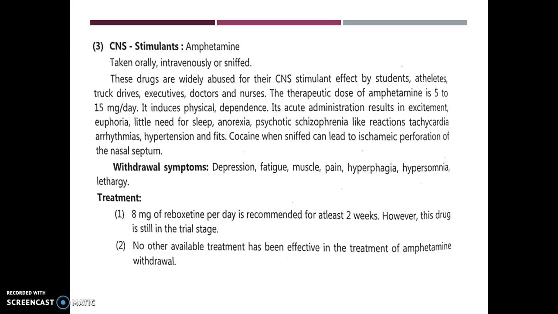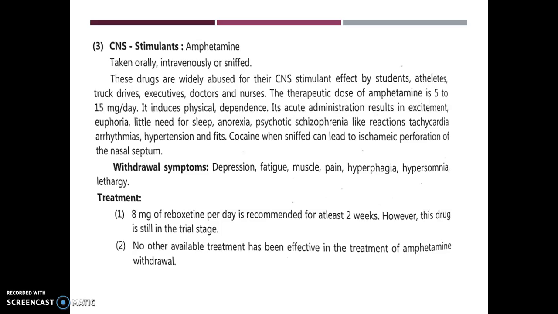CNS stimulants like amphetamine are taken orally, intravenously or sniffed. These drugs are widely used for CNS stimulant effect by students, athletes, truck drivers, executives, doctors and nurses. The therapeutic dose of amphetamine is 5 to 15 mg per day. It induces physical dependence. Its acute administration results in excitement, euphoria, little need for sleep, anorexia, psychotic schizophrenia-like reaction, tachycardia, arrhythmias, hypertension and fits. Cocaine when sniffed can lead to ischemic perforation of the nasal septum.